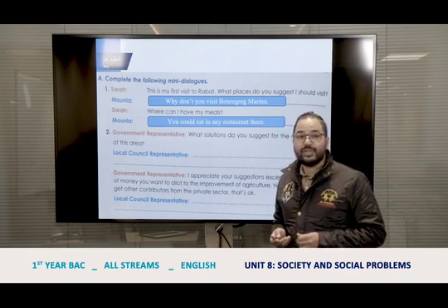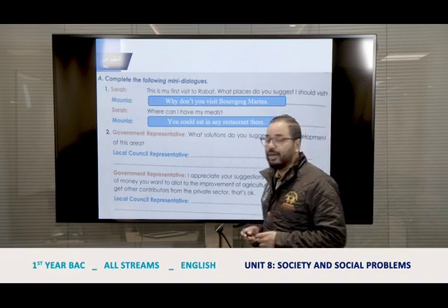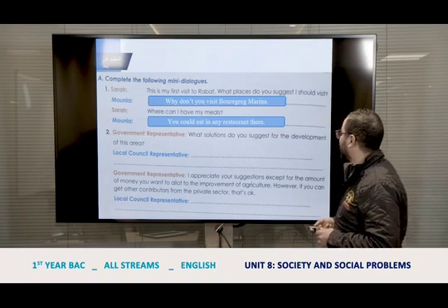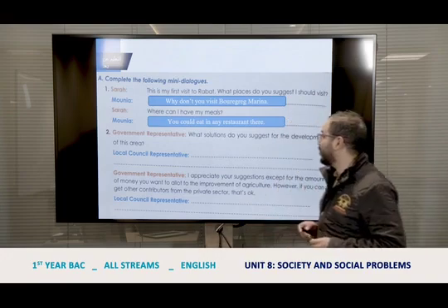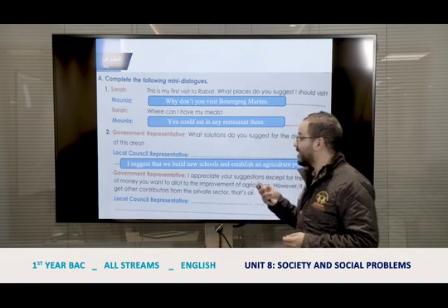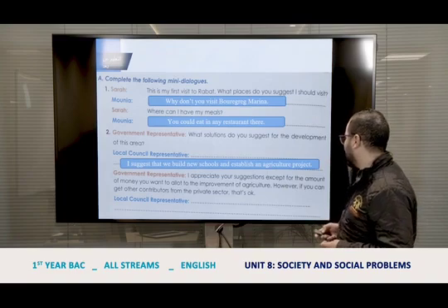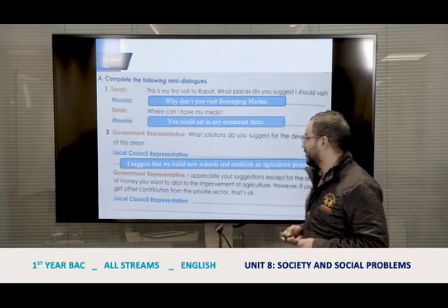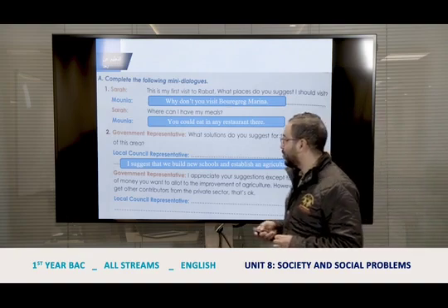The second situation, or mini dialogue, is between a government representative and the local council representative. The government representative: what solutions do you suggest for the development of this area? To make a suggestion, we can also use, as an example, I suggest that plus verb. So I suggest that we build new schools and establish an agriculture project.